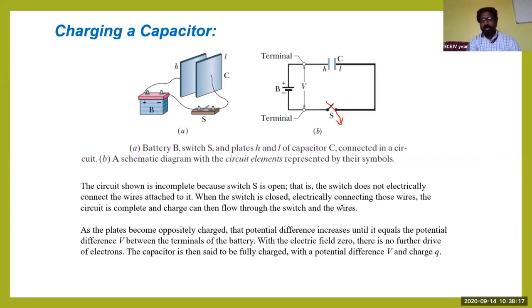If the switch is closed, the electrical connection connects those wires and the circuit is complete. Charge can flow through the switch and the wire. Through this particular switch and wires, the charge will flow in order to be stored in this capacitor.